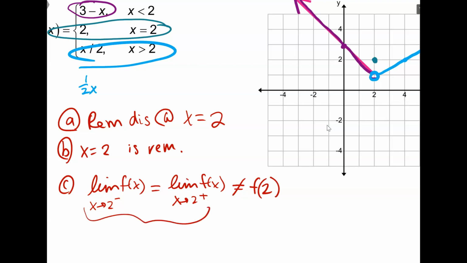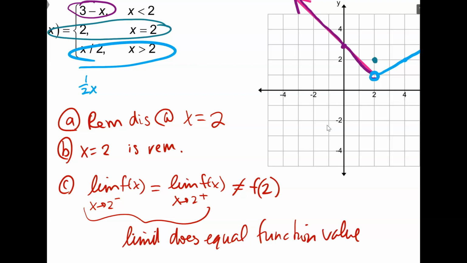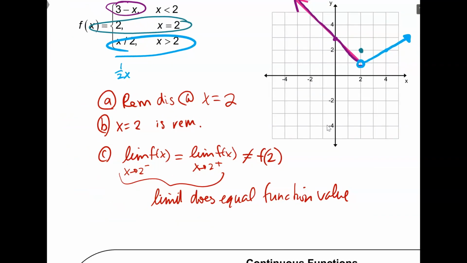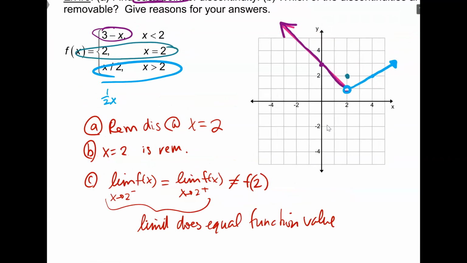So although the limit exists, it doesn't equal the value of the function. So that's why it will not be continuous right there. Okay. Questions so far? I'll give you a little more time to write this down. Wait, doesn't it not equal? The limit doesn't equal the function value. Thanks. Awesome.